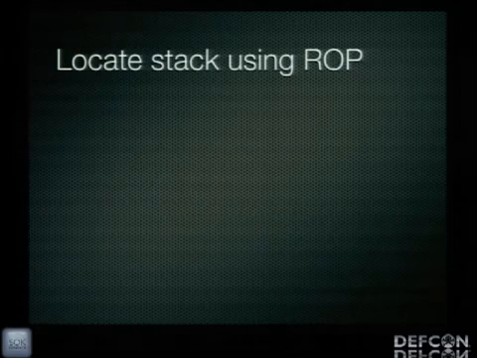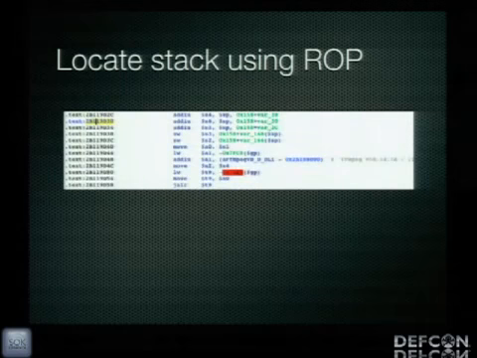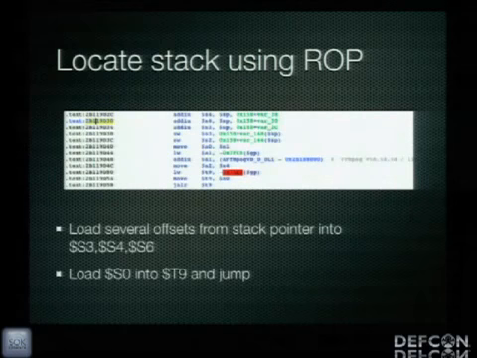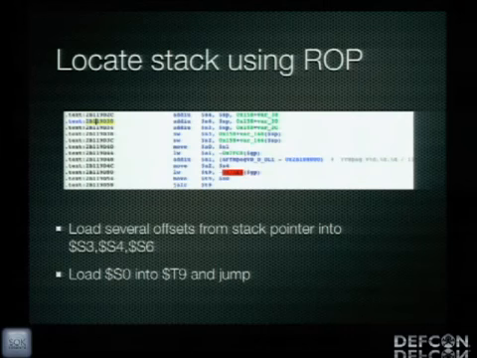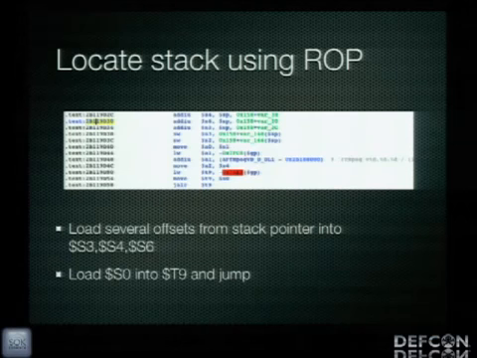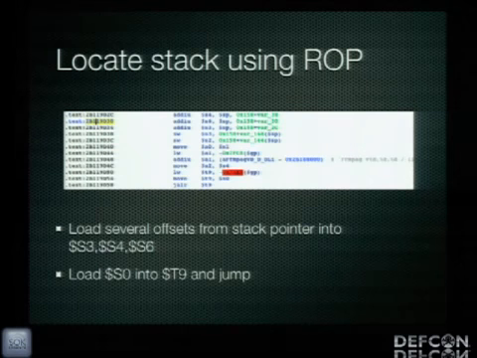So how do you locate the stack using ROP on MIPS? Well, here's a sequence of instructions that load several offsets from the stack pointer into registers S3, S4, and S6, and then subsequently jumps to whatever is in register S0. Now, remember that we control all of the S registers, so it's just a matter of making sure that S0 contains the address of yet another ROP gadget that jumps to whatever is in S3, S4, or S6. And then that gets you back into the stack where you can start executing shellcode.